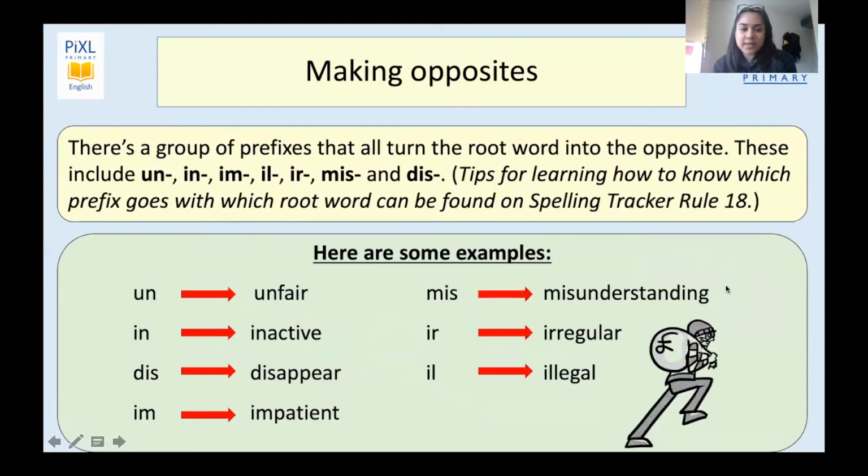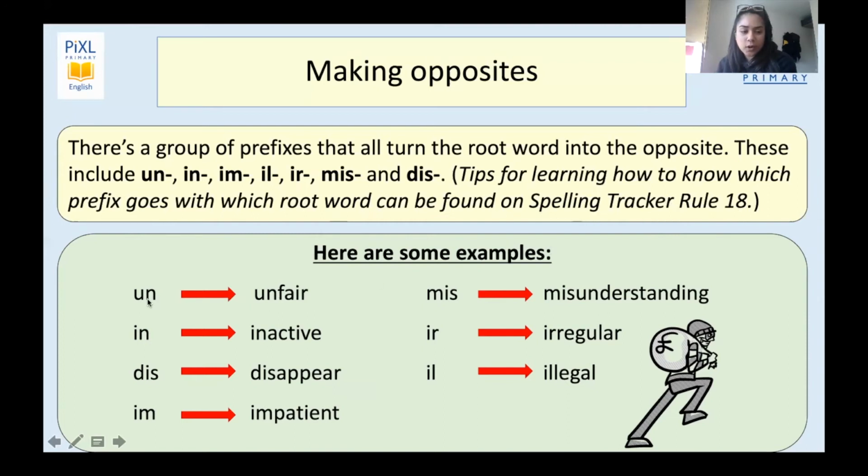So we have making opposites. Here are a group of prefixes that all turn the root word into the opposite. So we've got un, in, im, il, mis, and dis. Here are some tips for learning how to know which prefix goes with which root word. And these can be found on the spelling tracker.